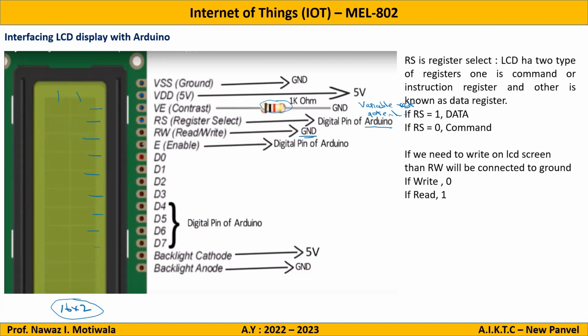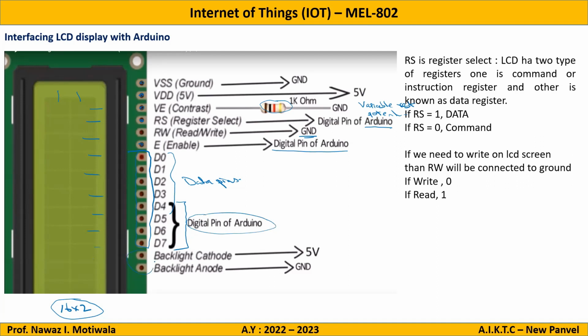The next pin is the enable pin, which will be connected to any digital pin of Arduino, as we connected the RS pin. This enable pin will enable all these pins, D0 to D7, which are known as data pins. You could use all 8 pins, but that is 8-bit data. We don't require 8-bit data; it will unnecessarily increase the number of wires and memory. So we use only 4 pins, D4, D5, D6 and D7, the higher order pins of the lower nibble. These 4 pins will be connected to any digital pin of Arduino.